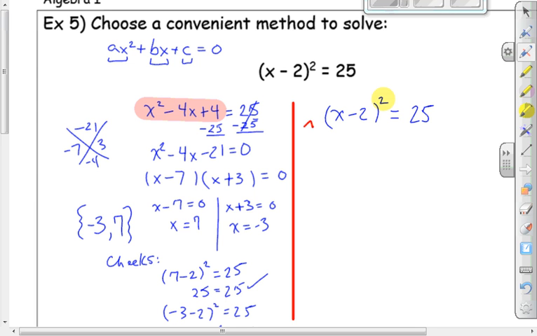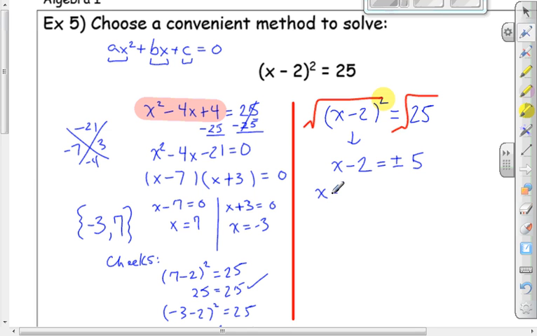I'm simply going to take the square root. And if I do it on one side, I've got to do it on both sides. So the square root of x minus 2 squared is x minus 2. The square root of 25 is plus or minus 5. Right? Since negative 5 squared is 25 and 5 squared is 25. So we have the following equation. x minus 2 is equal to plus or minus 5.